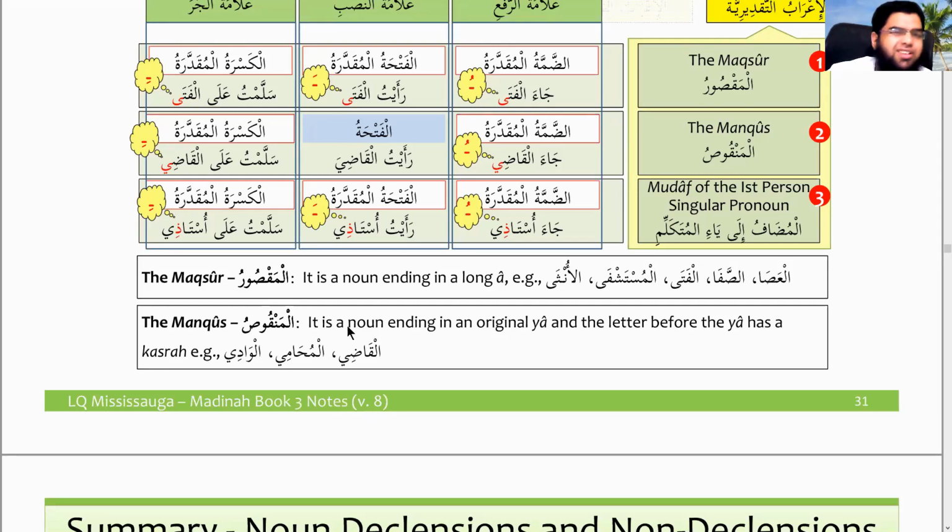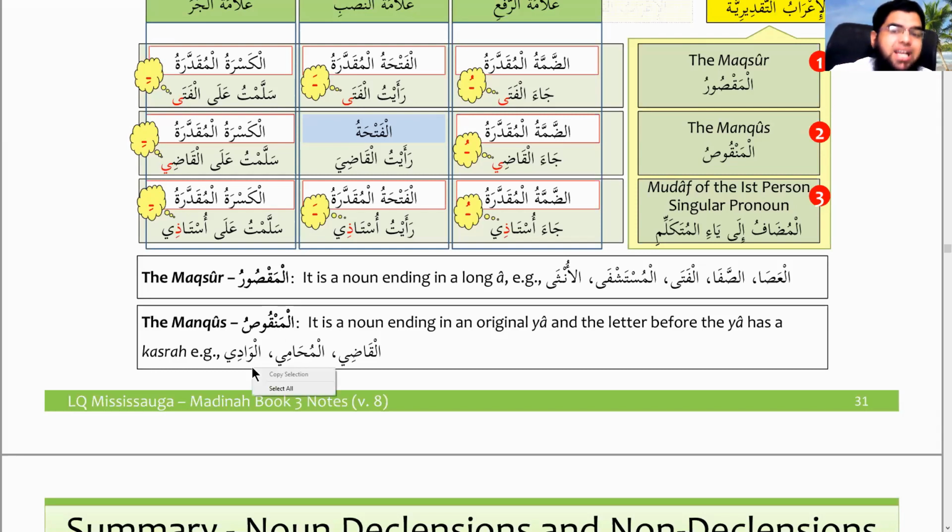Okay, because it's copying. And manqus are those nouns which end with the original ya. Ya lazima is translated as original ya, and the letter before the ya has a kasra. Yeah, this is also important. The letter before the ya should have a kasra, because if it is aini, if it has a fatha, then it comes in duals, right?